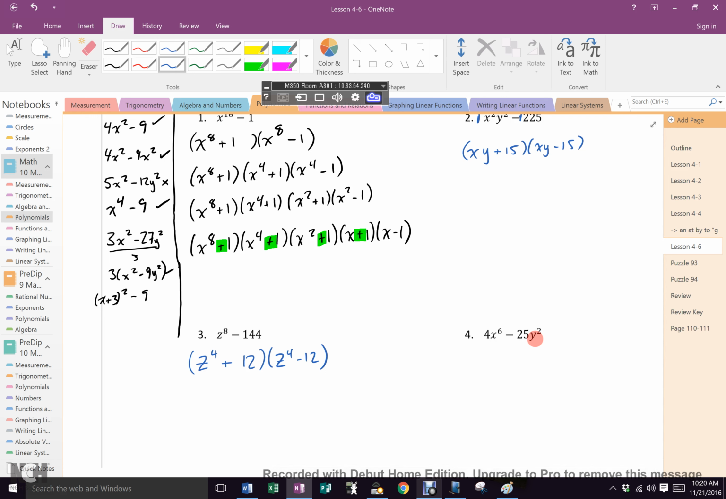Is it a difference of squares? Are both the numbers perfect squares? Yes. Are both the letters perfect squares? Yes. How do you know a variable is a perfect square? It has an even numbered exponent. So is this okay? If I square root that, what am I going to get? 2x cubed. Plus, then I square root that. What do I get? 5y. And then I just write it again.